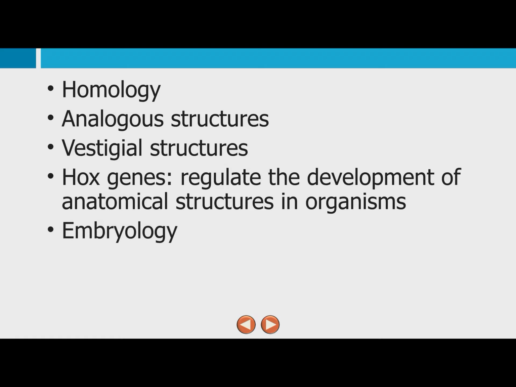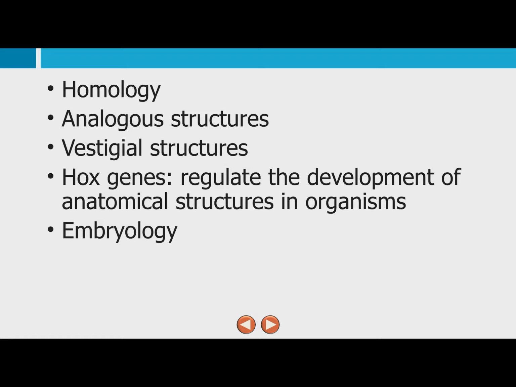Next, we see Hox genes. Hox genes regulate the development of anatomical structures in organisms, and Hox genes specify anatomical position. All that means is that these Hox genes make sure that the head goes where the head goes, the legs go where the legs go, and they ensure that the development of anatomical structures occurs in the right way. So those are very important and are used in evolutionary thought.